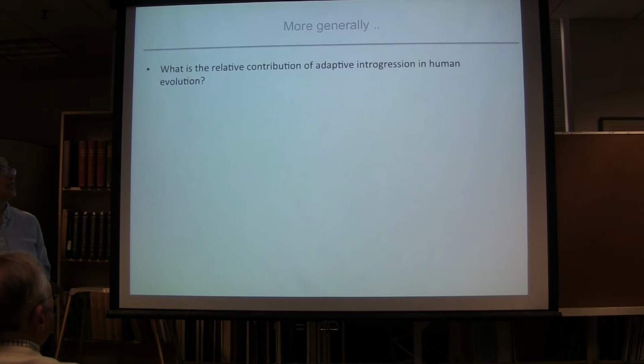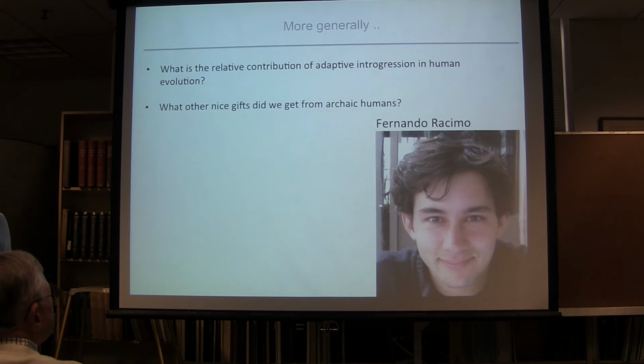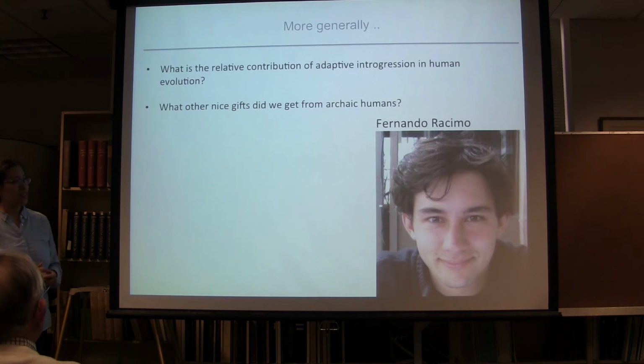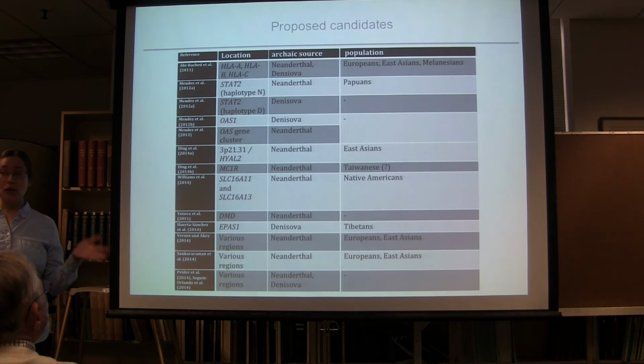And of course, more generally, we want to know what is the relative contribution of adaptive introgression in human evolution, and what other nice gifts did we get from archaic humans? Right now we're scanning the literature, and Fernando Racimo, another superb grad student, is helping me with this, and he made this nice table. These are some of the examples that have been proposed to be adaptively introgressed.